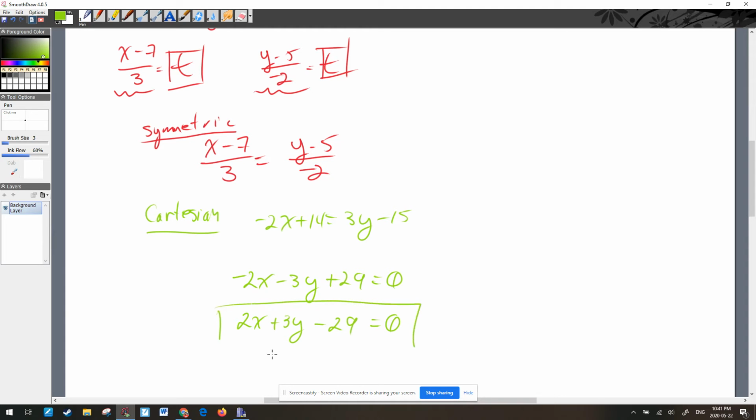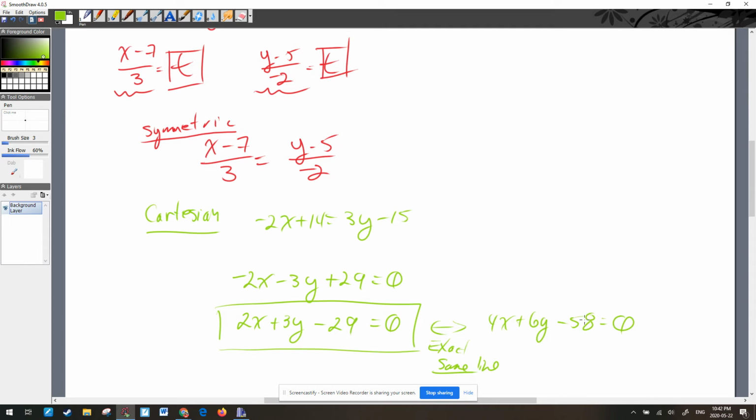Now, again, good form is to reduce this because really, if we thought about it, you don't need to write this down, but if we had 4x plus 6y minus 58 equals 0, those are the exact same line. Not exact same because they have different coefficients, but it's the exact same line.